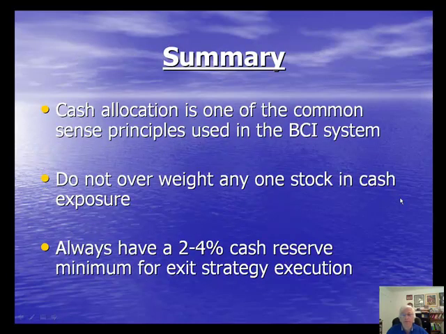Let's summarize. Cash allocation is one of the common sense principles used in the BCI system. We use these principles not only to increase our returns, but also to decrease our risk. We don't want to overweight any one equity in cash exposure. And we always want to have a 2 to 4% cash reserve in case we want to or need to institute an exit strategy.